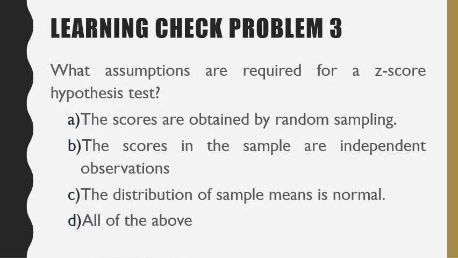Learning check problem 3. What assumptions are required for a z-score hypothesis test? The scores are obtained by random sampling. The scores in the sample are independent observations. The distribution of sample means is normal. All of the above would be the answer.